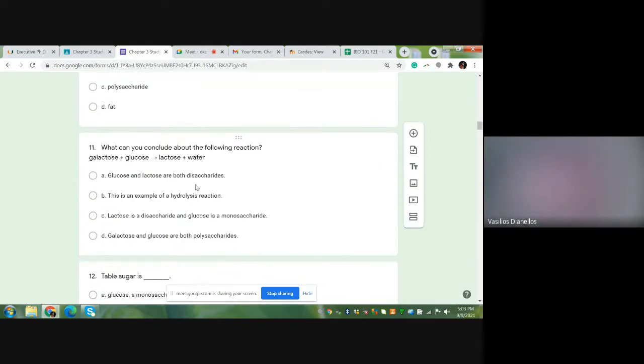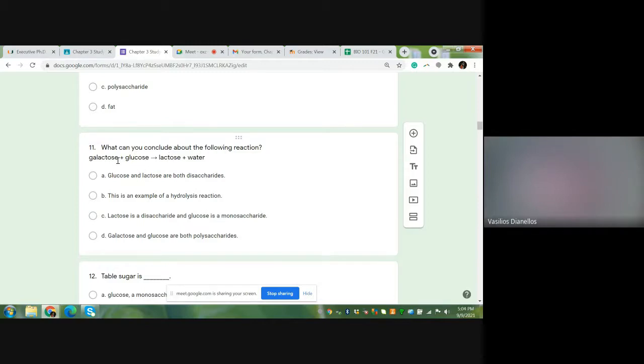All right, number 11. What can you conclude about the following reaction? Glucose and lactose are both disaccharides. No, that's not even true. This is an example of hydrolysis. Nope, that's not true because we know it's dehydration. Lactose is a disaccharide. Glucose is a monosaccharide. No, you can't really figure that out. Lactose and glucose are both polysaccharides. You know what? This question's not going to be on there. But yeah, the answer is lactose is a disaccharide and glucose is a monosaccharide.